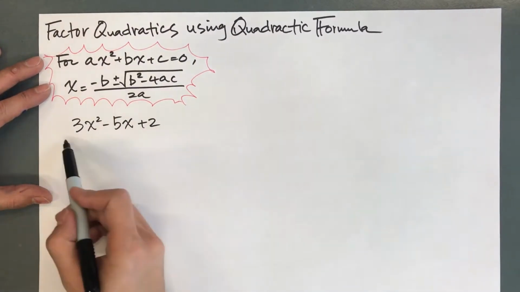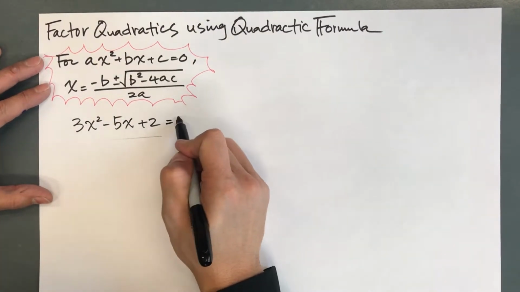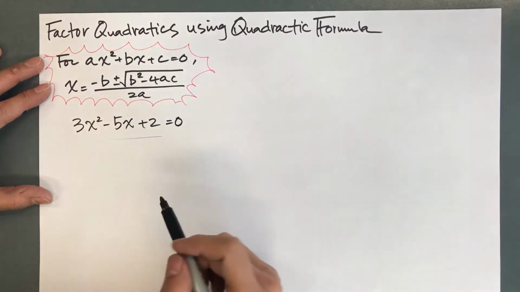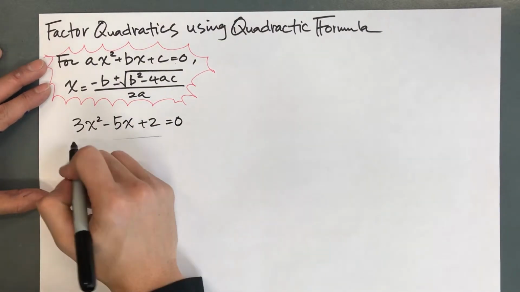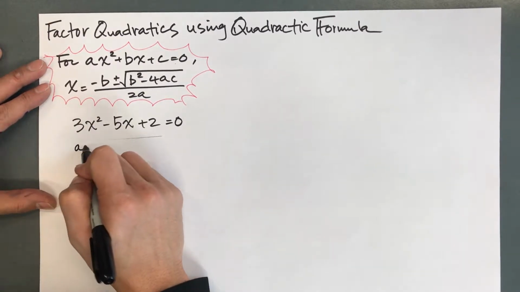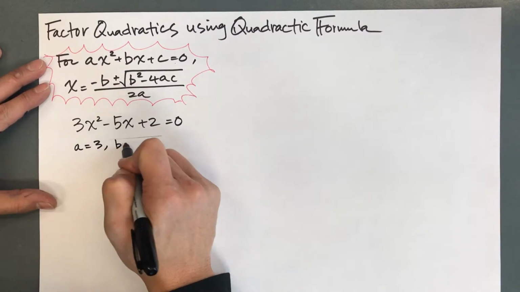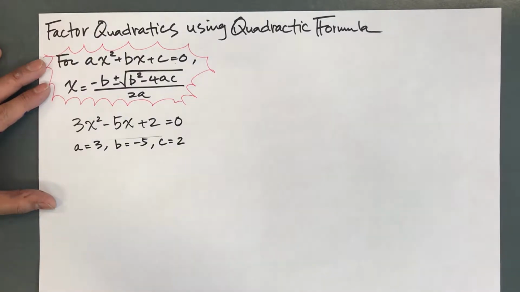First of all, this quadratic expression has to be an equation in order for us to use the quadratic formula, because we have equals 0 for this, right? Now let's identify a, b, and c. That's the first step. A is 3, b is negative 5, c is 2.